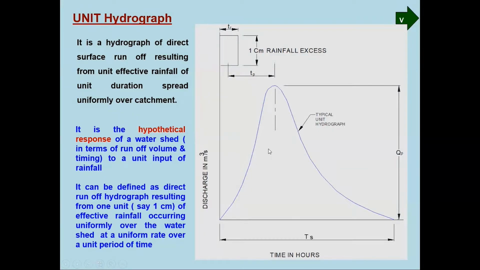What are the characteristics of this unit hydrograph? The same thing has been described in different words. It says that it is the hypothetical response of a watershed in terms of runoff value and timing to a unit input of rainfall. It can be defined as the direct runoff hydrograph resulting from one unit of effective rainfall occurring uniformly over the watershed at a uniform rate over a unit period of time. This period of time is 1 hour.